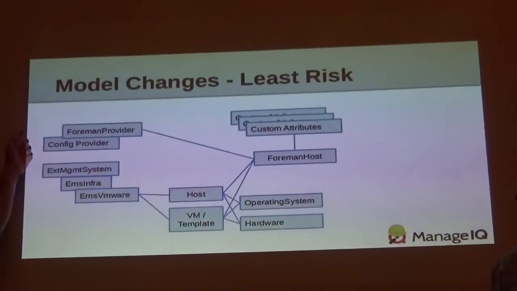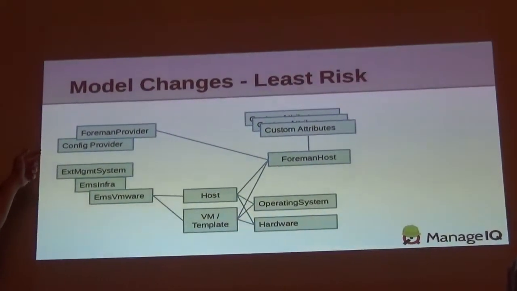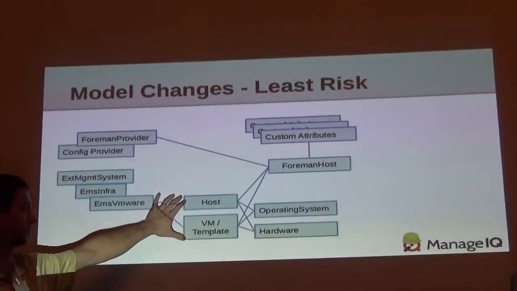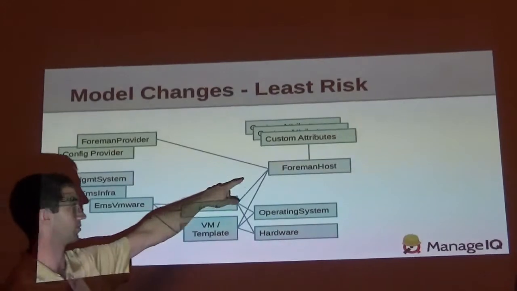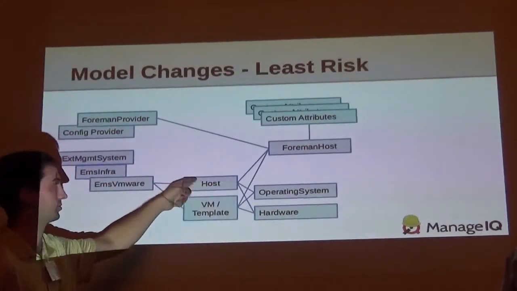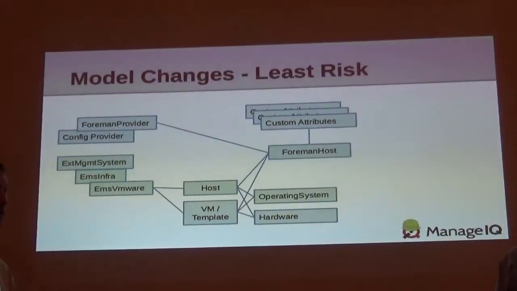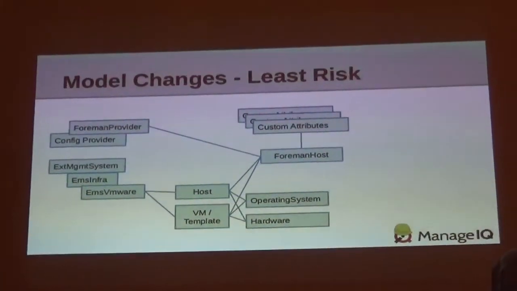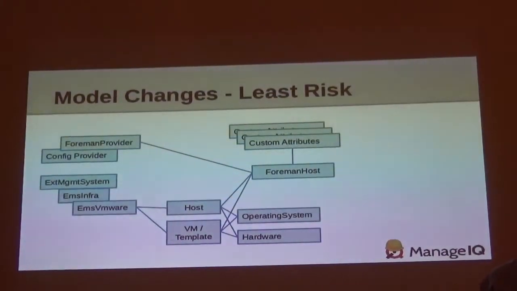We create a new place to store Foreman as a provider for a configuration system. We leave the existing host and template alone. We create a Foreman host, which would link back to host and VMware template. And then the operating system and hardware and everything else stays attached to the host. Not to a Foreman host?